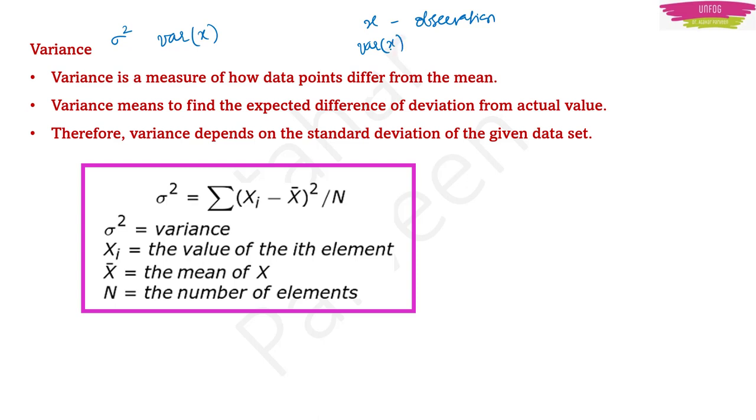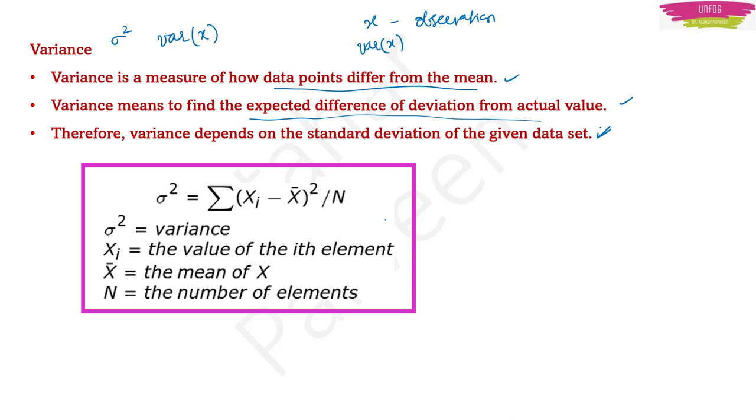Okay. Now, what is variance? It is a measure of how data points differ from the mean. How much different the data points are from the mean. That is only variance. It means to find the expected difference or deviation from actual value. Therefore, variance will depend on standard deviation. Now, what is standard deviation? That I will tell you after variance. So, don't worry about this point now. Let us focus on the first 2 points. Variance will tell us how data points differ from the mean, that is, to find the expected difference of deviation from actual value.